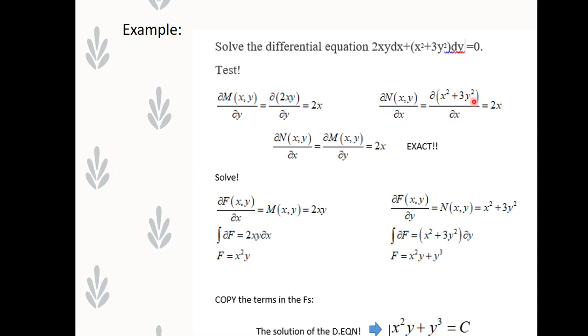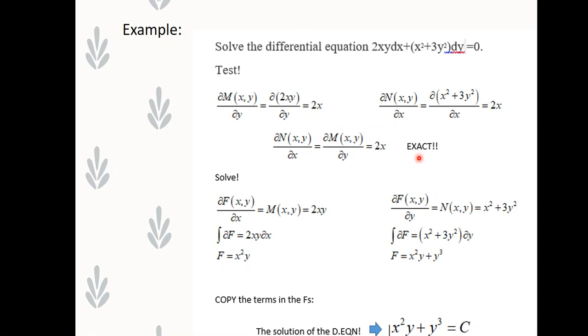Now, since y is a constant and it's together with the constant number 3, the derivative of the entire second term here will be 0. That leaves you only to differentiate x squared in terms of x, and the answer is 2x. Now, look very closely at the partial derivatives of m and n with respect to y and x respectively. They are equal. If they are equal, then our DE is said to be exact.